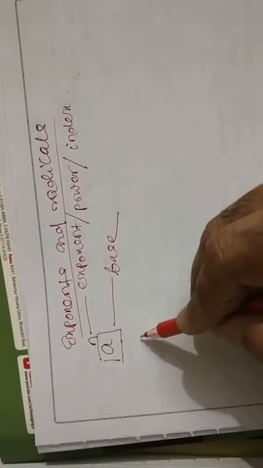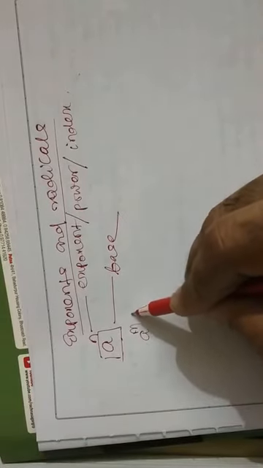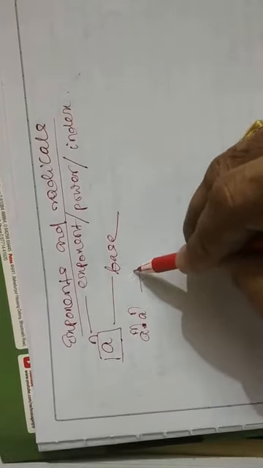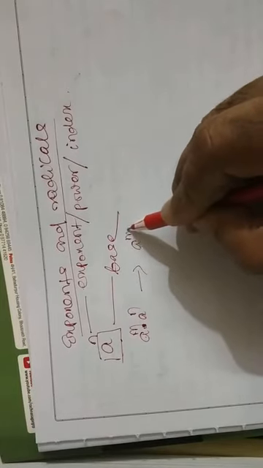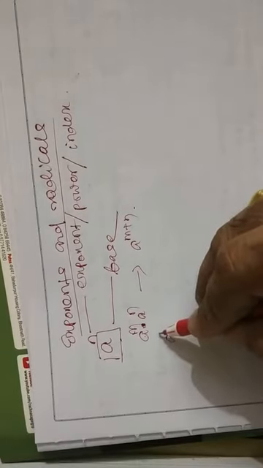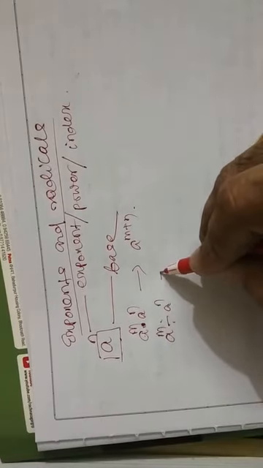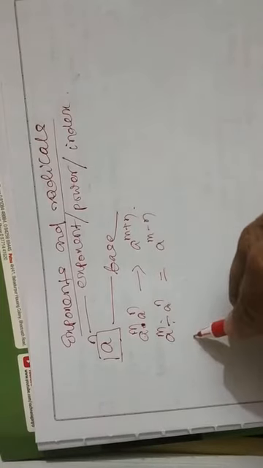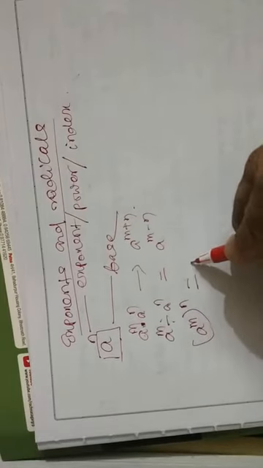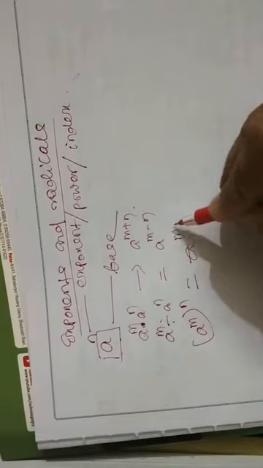What are those? When we multiply two numbers with the same base, then the powers are added. For division, powers are subtracted. And if I take a to the power m whole to the power n, the powers are multiplied, a to the power mn.